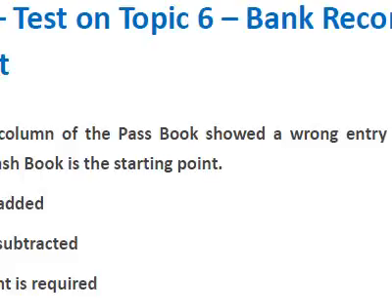The withdrawal column of the passbook showed a wrong entry of rupees 112 when the balance as per cash book is the starting point, which means the balance as per the passbook is less than the balance as per the cash book, because the withdrawal column includes a wrong entry in the passbook, and we are starting with the balance as per the cash book, and so we are moving from a higher number to a lower number, so we have to subtract 112.